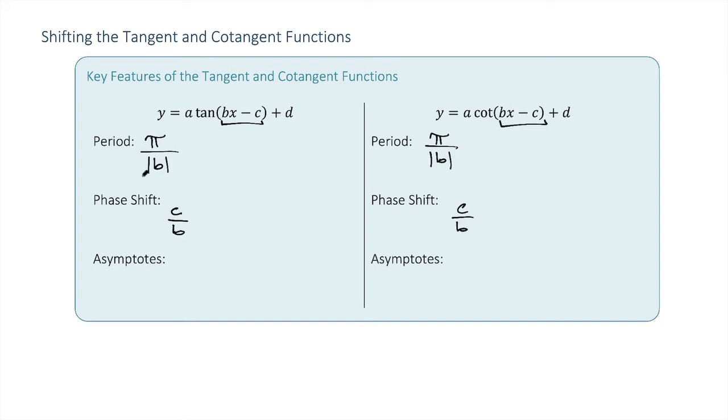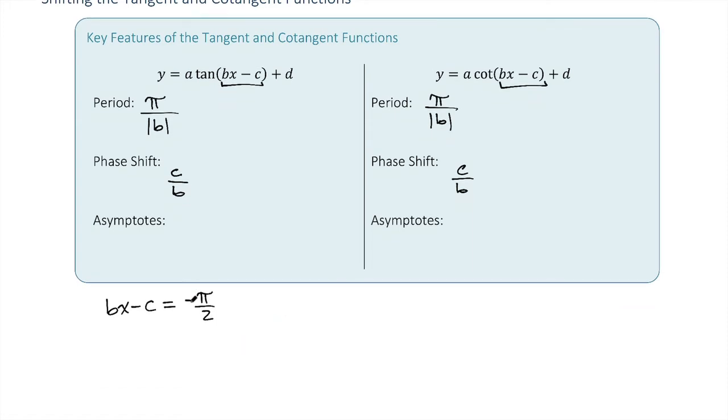And then we have the asymptotes, and these are different for the two functions. A tangent typically has asymptotes at negative pi over 2 and positive pi over 2. And to find the asymptotes, if we just remember that, we can find the asymptotes of the shifted function by taking this inside the parentheses and setting it equal to negative pi over 2 and positive pi over 2. So we can take bx minus c and set it equal to positive or negative pi over 2. We could set it equal to both of those, and then solve for x.